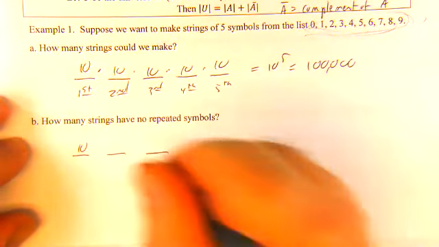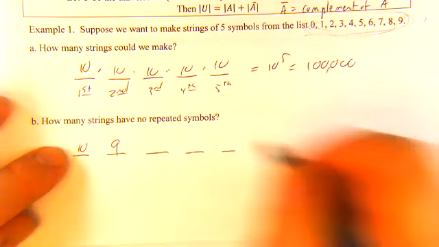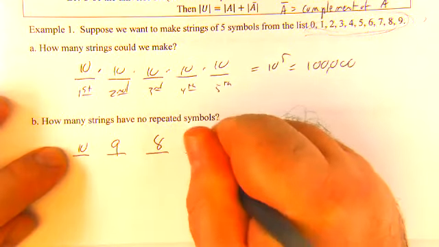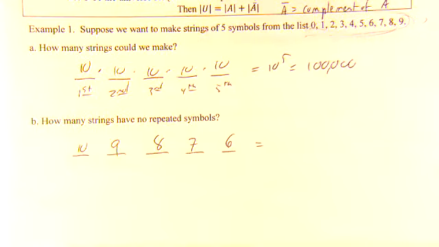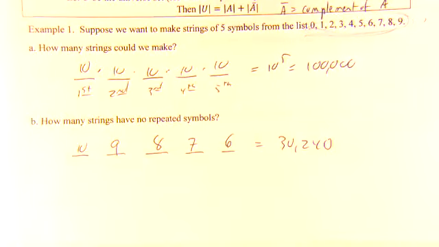So I would have 10 options for the first. If I used one and I can't repeat them, then I would only have 9 for the second, 8 for the third, 7, 6. And if you multiply all that out, you get 30,240. That's how many strings have no repeated symbols. Okay.